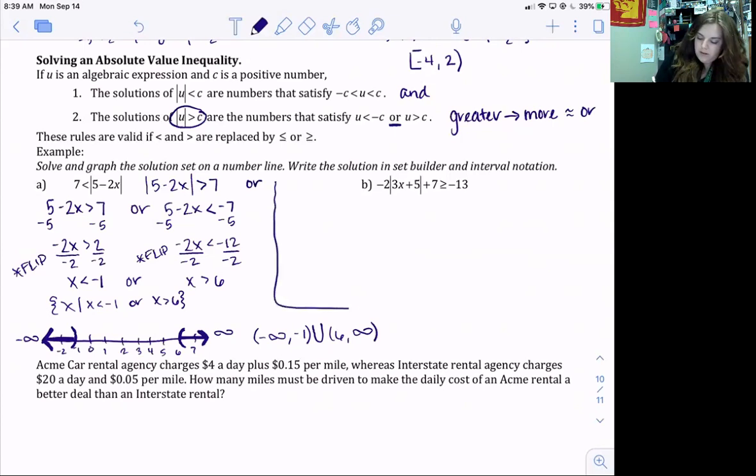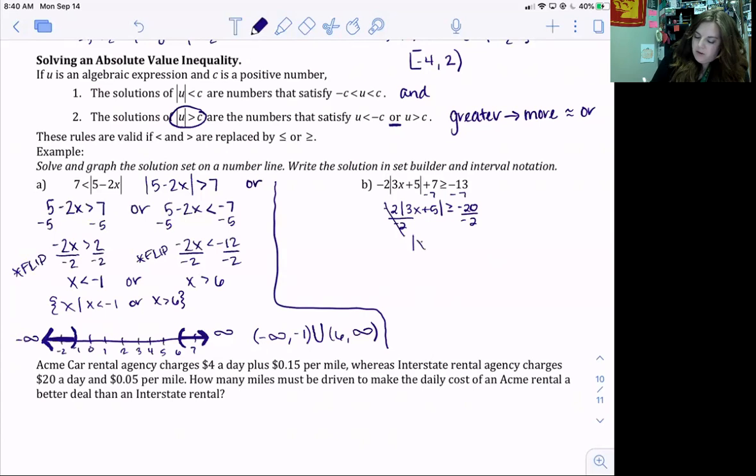All right. And looking at B, we have negative 2 times the absolute value of 3x plus 5, plus 7 is greater than or equal to negative 13. So the first thing we need to do is get the absolute value by itself. So we're going to subtract 7. So negative 2 times the absolute value of 3x plus 5 is greater than or equal to negative 20. We're going to divide by negative 2 to get the absolute value by itself.